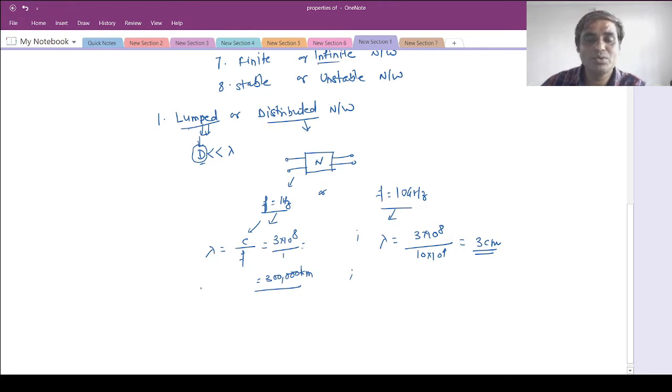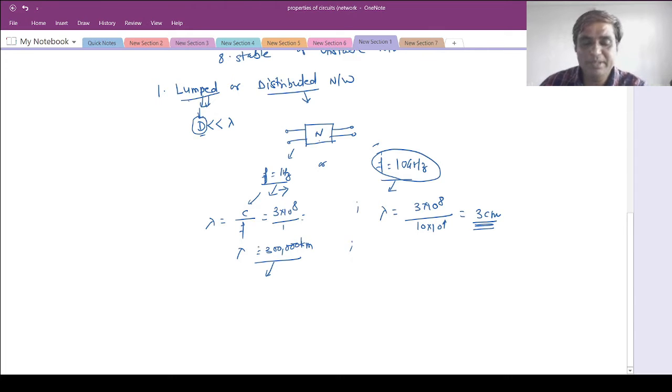Okay, so now look at these two situations carefully. That is the network which is operating at very low frequency, so I am getting a very high wavelength, whereas if the network is operating at very high frequency, I am getting a low wavelength.